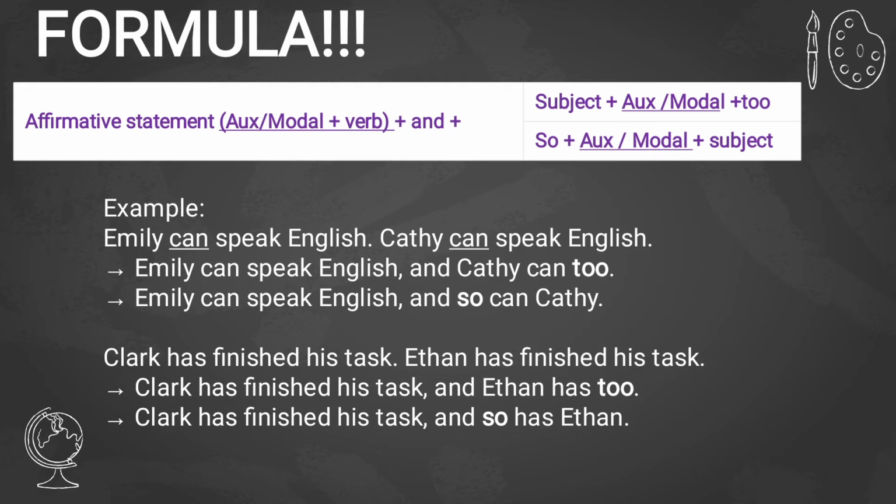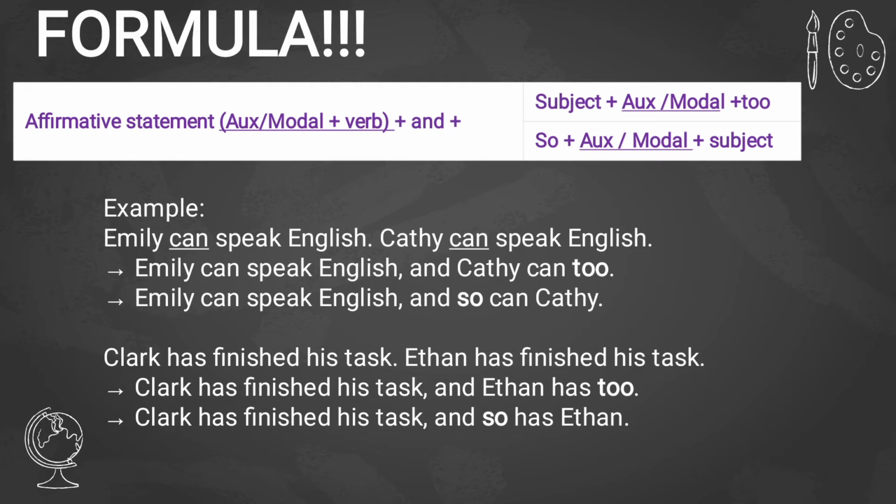Kathy can speak English. We can find the modal can in this sentence come after subject. Ada modal can setelah subject. Jadi kalimatnya kalau digabung akan menjadi Emily can speak English and Kathy can too. Karena ada modal can, jadi menggunakan kata can di sini. And the second one, Emily can speak English and so can Kathy. This is the first example.